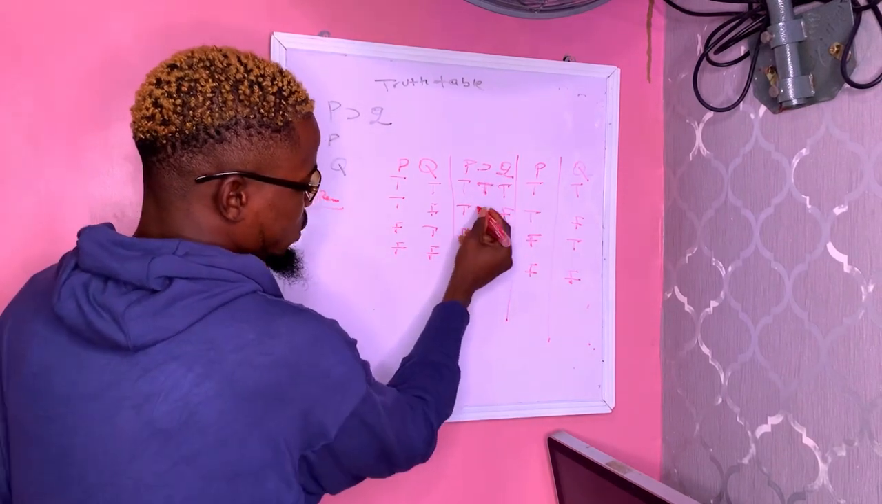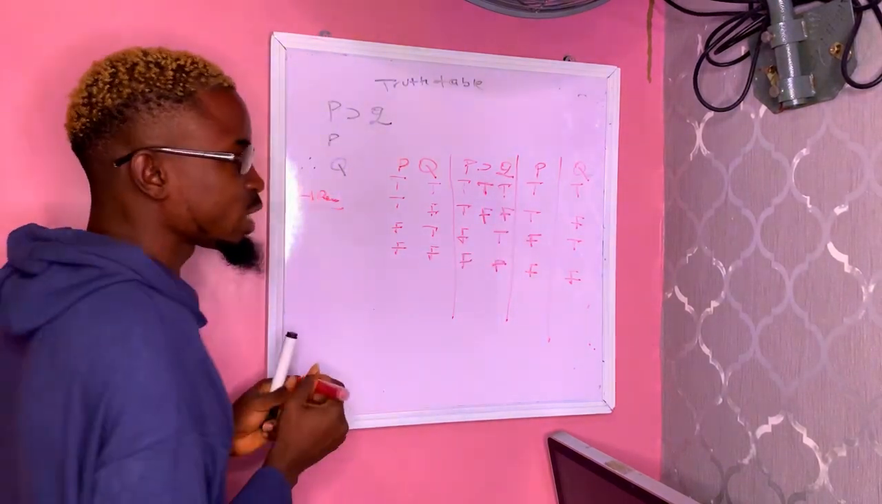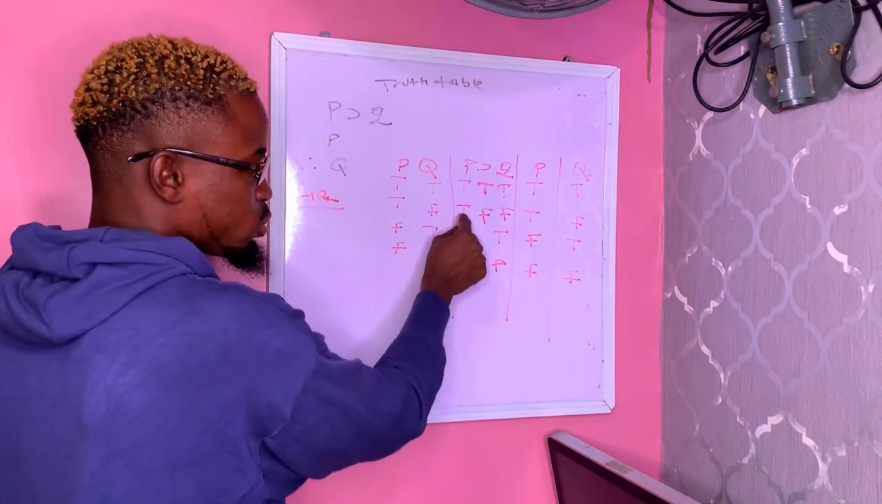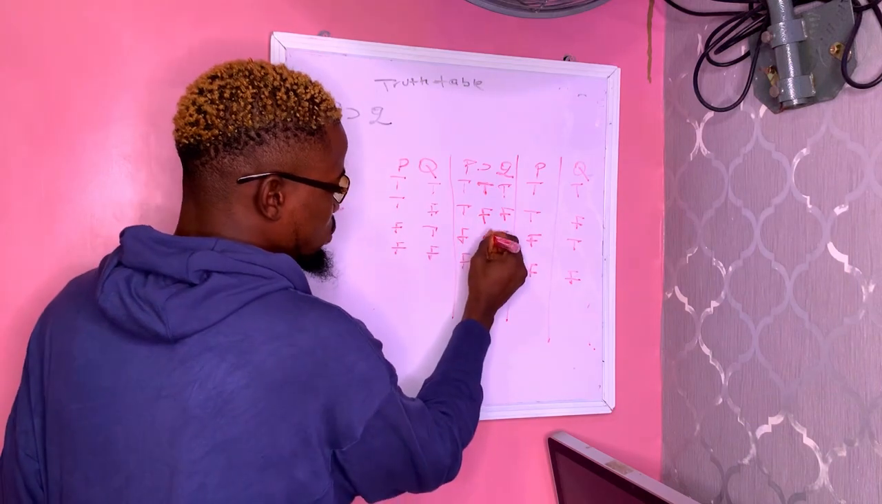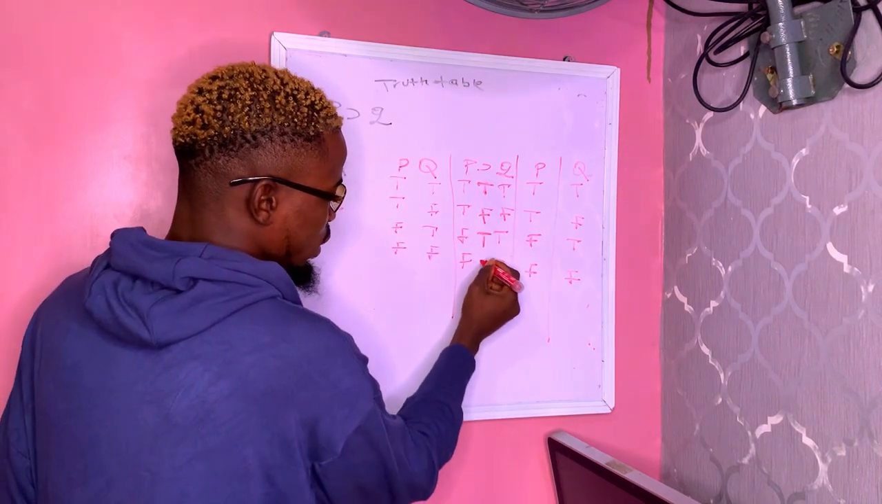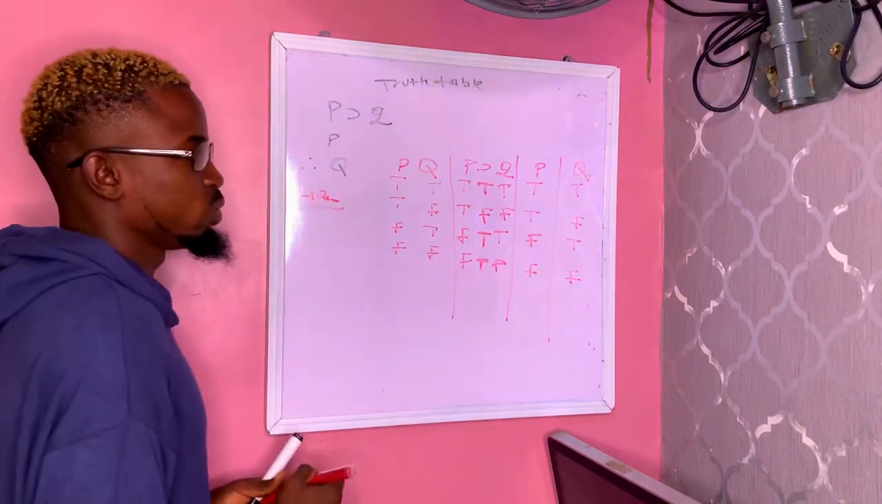Here we have true, false. This is false because an implication is only false when the antecedent is true and the consequent is false. So false, true, we have true. Then false, false, we have true. So we have sorted that out.